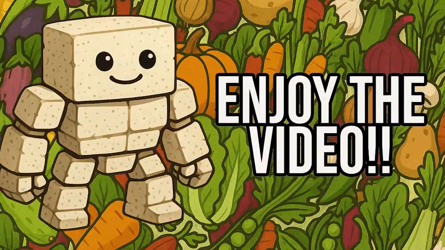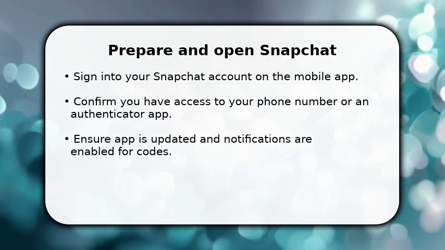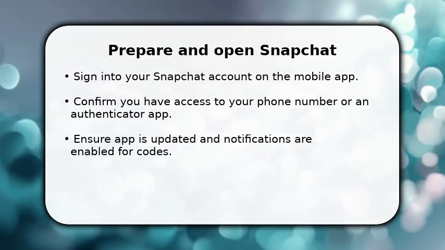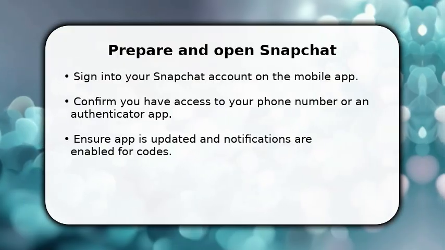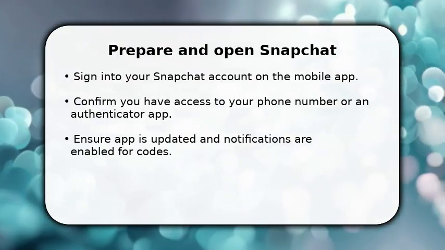Please enjoy the video. You're starting two-factor authentication now. Open Snapchat and sign in. Once signed in, go to your profile, tap the settings gear, and find two-factor authentication.